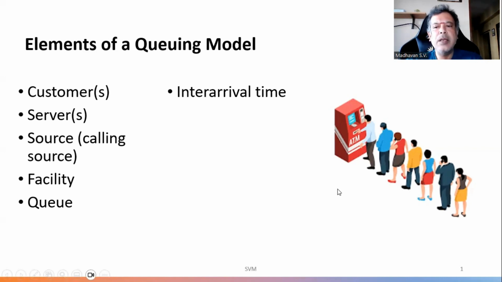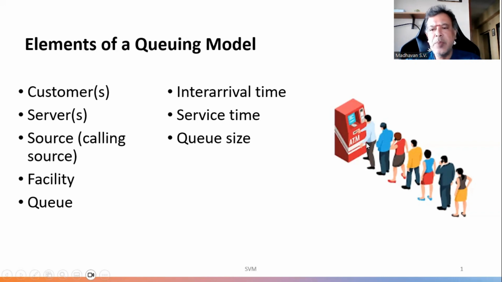It is the time between the arrival of the first customer and the second customer, or the second customer and subsequent customers. What is the time between them? Or successive customers, what is the time between their arrivals? That is called inter-arrival time. Then the service time. How much time the server is taking to service each of the customers, that is considered to be the service time.